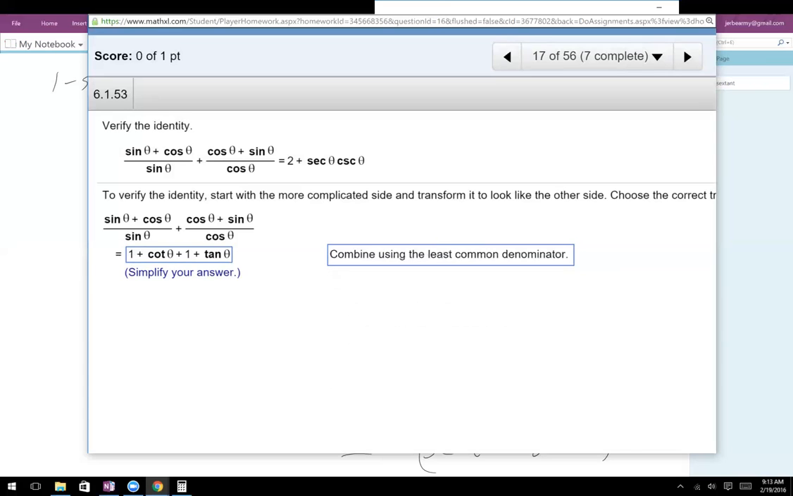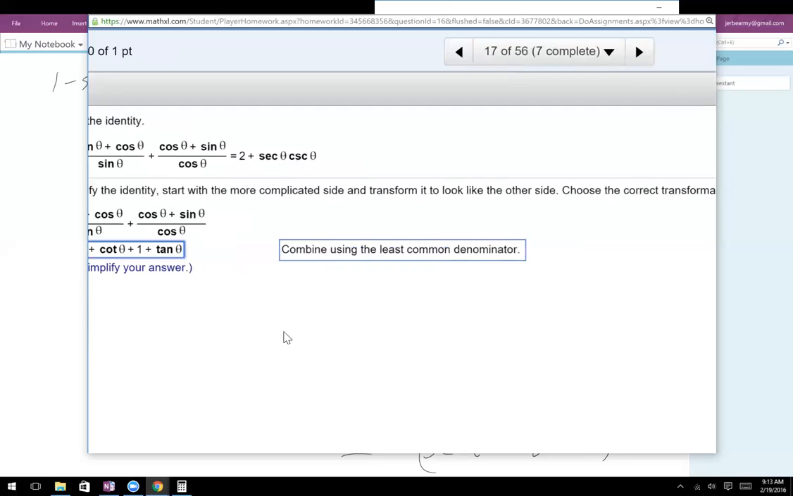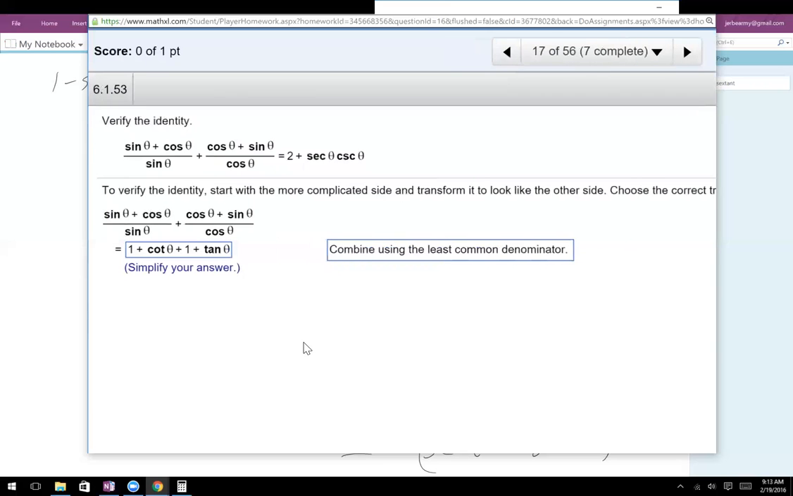Okay, they want me to combine using the least common denominator, which seems silly. I mean, it's basically the same amount of work. I guess they literally want to see that you can do the entire thing and not do anything in your head. So if we do common denominator, I'll go cosine times the first top, sine times the second top, right? So for the first one, sine theta cosine theta plus cosine.